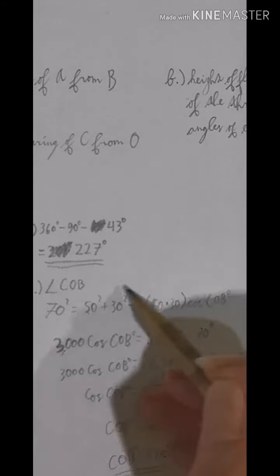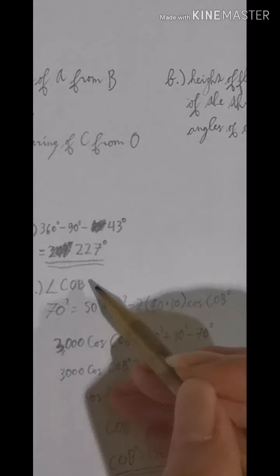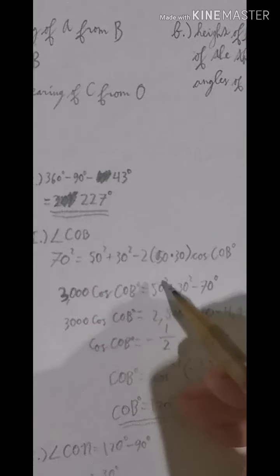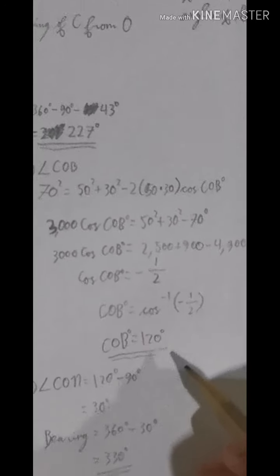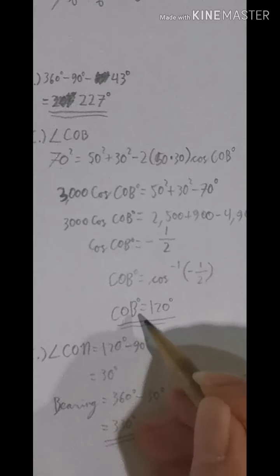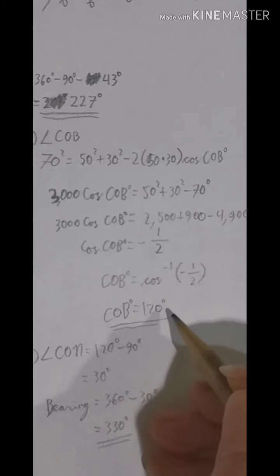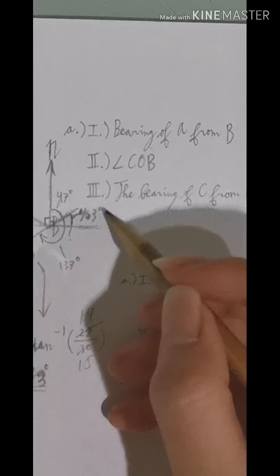Now, this is basically a simple algebraic equation, and if you solve it one step at a time, you go down there, and then you solve it. COB has an angle of 120 degrees. Now, back to the next question.